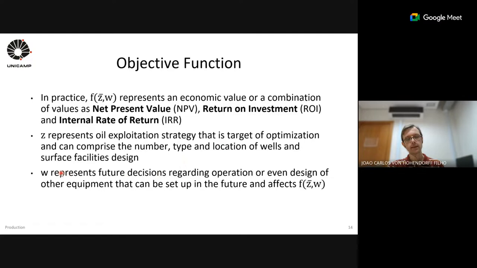And again, W represents future decisions. You can decide what to operate or include in the future of the field. Especially for our cases, sometimes it's interesting to consider the possibility in the future to make changes, as an idea of flexibility of our project. Because now I don't have the idea, but along the production of the field, I have some idea from my field, and say, oh, I can take other decisions along the production.